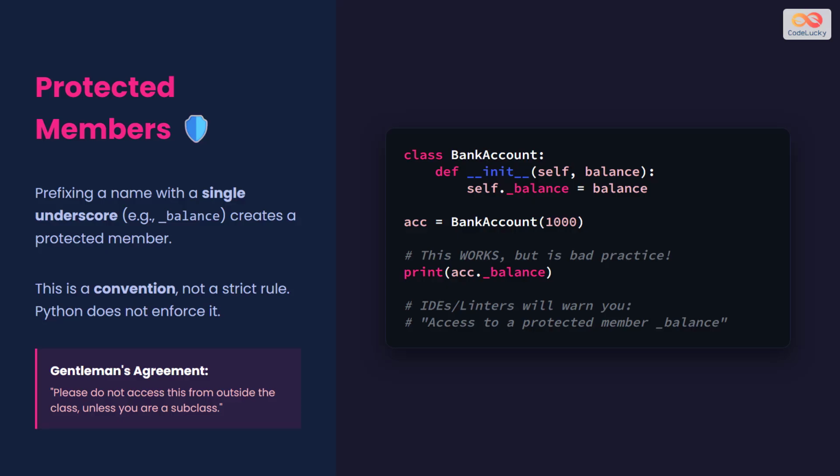Next are protected members. You create these by adding a single underscore before the name, like underscore balance. It is important to know that in Python, this is technically just a convention. The language does not strictly enforce it, but it serves as a strong warning to other developers that this variable is for internal use or subclasses only and should not be touched from the outside.